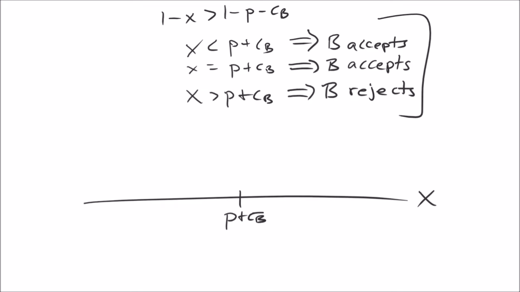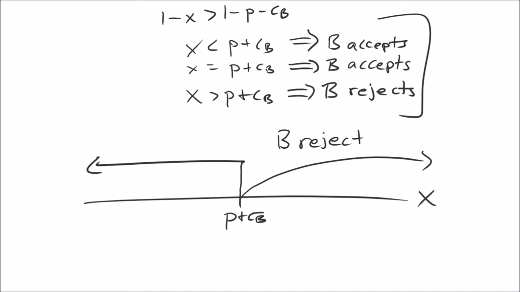If x is larger than that amount, then we have B reject. And if x is less than or equal to that amount, we have B accept. So all I am doing is plotting this information on a number line. Now let's use this visualization to figure out what is A's optimal demand.